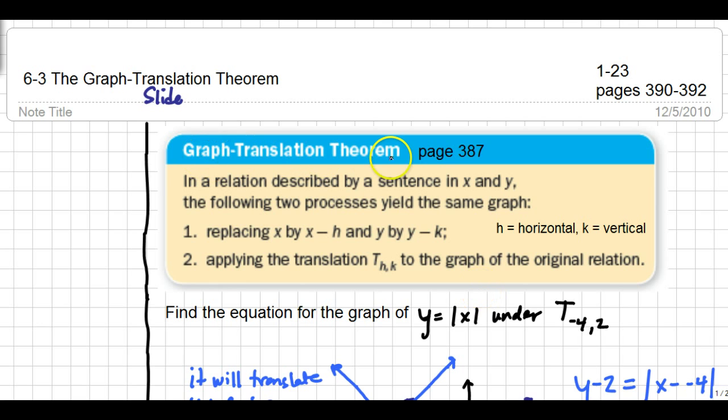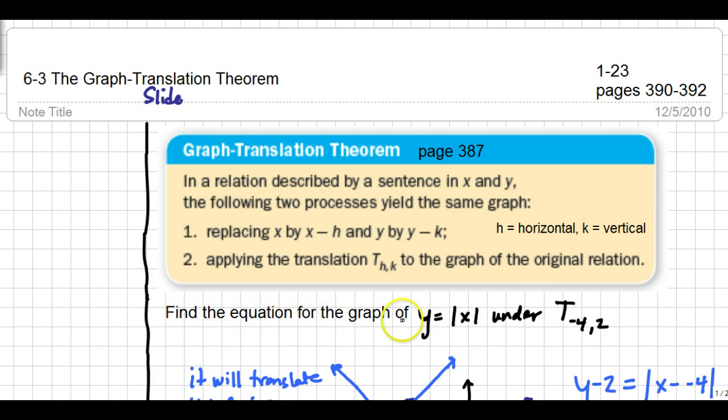So let's look at what the graph translation theorem actually says, taken from page 387 in your book. If you're working with regular x's and y's in a sentence or an equation, then you'll replace the x by x minus h and the y by y minus k to translate it. The h value will tell you which way you're moving it horizontally, and the k value will tell you which way you're moving it vertically. And then when you do that, you'll be using the translation capital T, and the subscripts tell you how much h and how much k you're going to move it. So let's look at it with an example.